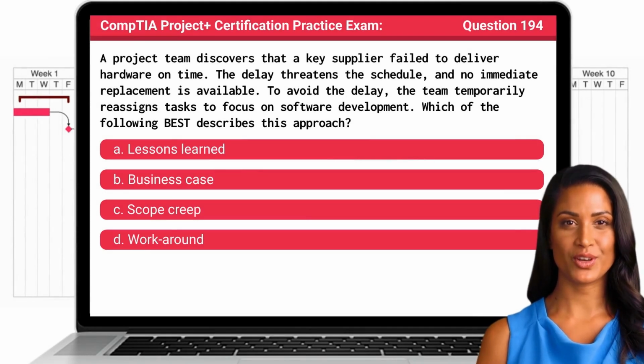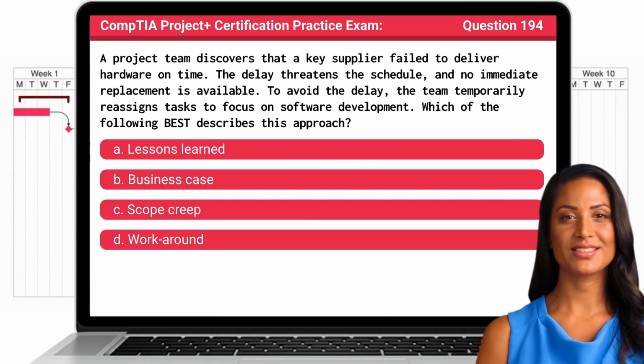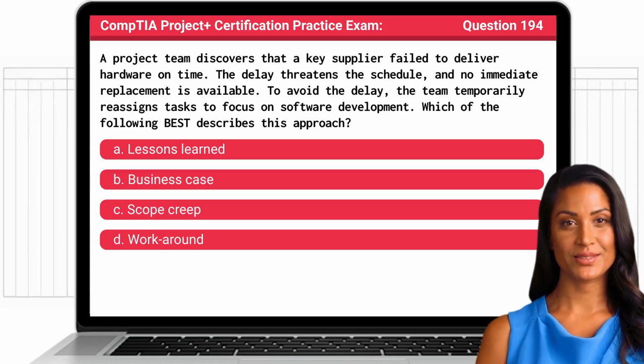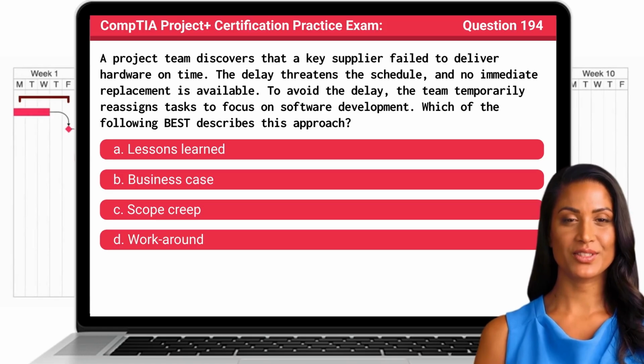Question 194. A project team discovers that a key supplier failed to deliver hardware on time. The delay threatens the schedule and no immediate replacement is available. To avoid the delay, the team temporarily reassigns tasks to focus on software development. Which of the following best describes this approach?